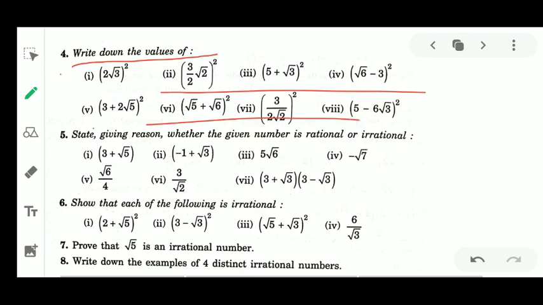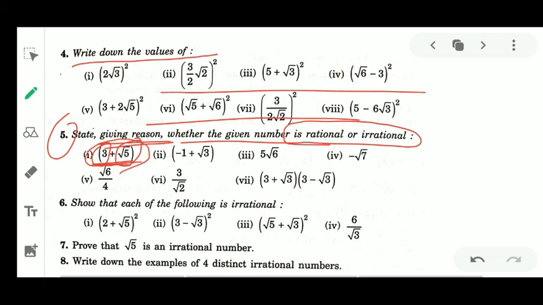Now question number 5. State, giving reason, whether the given number is a rational or irrational number. First we have to find out whether the number is irrational or rational. It's 3 plus root 5. 3 is a rational number, but root 5 is not a rational number, it is an irrational number, and the combination of a rational number and an irrational number is always an irrational number. So that is the reason. First you have to write down whether this number is irrational or rational, then you have to write the reason also.